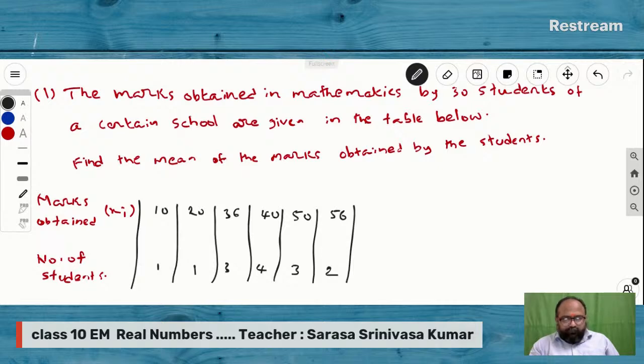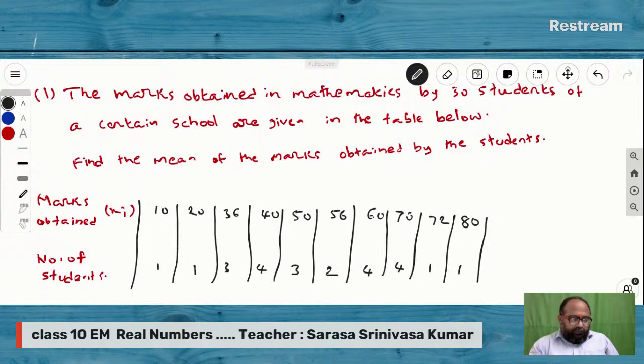60 marks by four students. 70 marks by four students. 72 marks by one student. 80 marks by one student. 88 marks by two students. 92 marks by three students. 95 marks by one student.